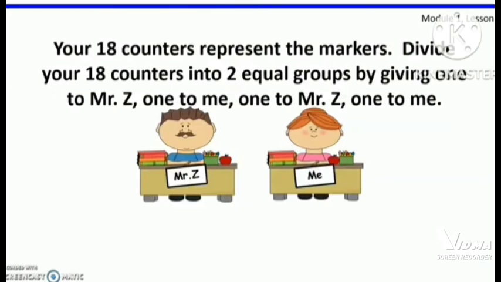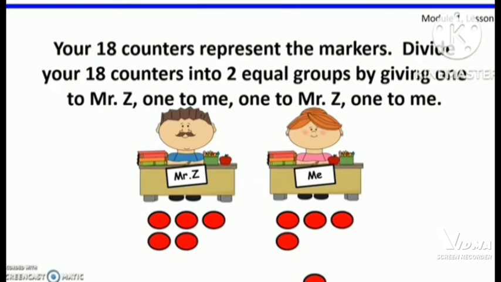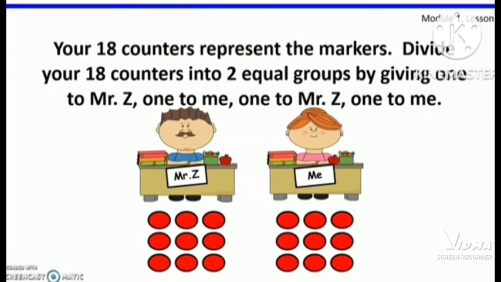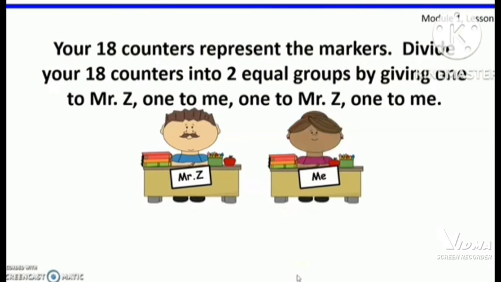Now your 18 counters represent the markers, so use them. Divide your 18 counters into 2 equal groups by giving one to Mr. Z, one to me, one to Mr. Z, one to me. Let's do it like that. That's for Mr. Z, for me, 3 for Mr. Z, 3 for me, 4 for Mr. Z, 4 for me, 5, 6. We have 6, 6. Now look at how many we now have. We have 9, 9 each as he shared it. That is how to tell how many we each got.